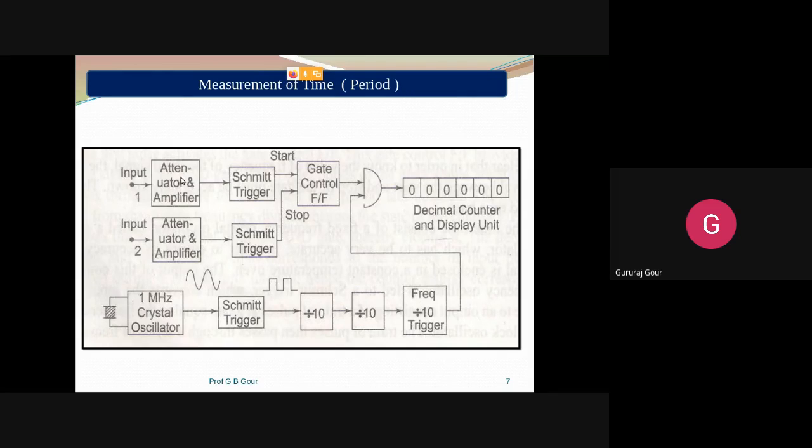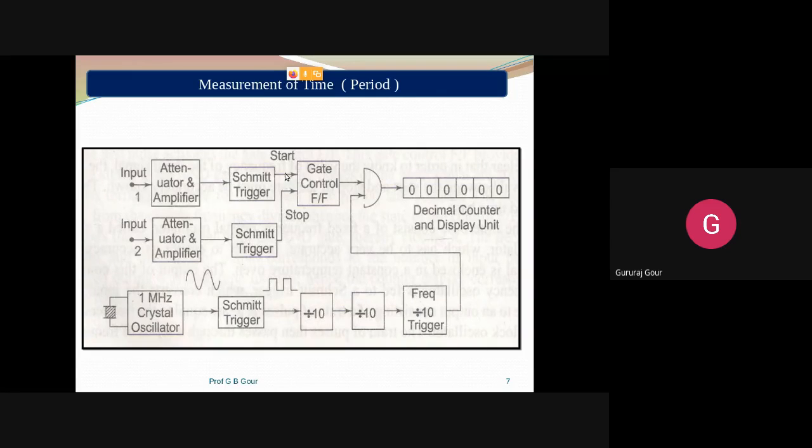It is passed through the attenuator. If it is required, we can attenuate it if it is very large in amplitude, or if it is very small in amplitude, we can amplify it. So that's why this block will contain an attenuator and amplifier. Next, the output of this block will be applied as input to the Schmitt trigger. The Schmitt trigger's only duty is to convert the input sinusoidal waveform into a train of pulses.